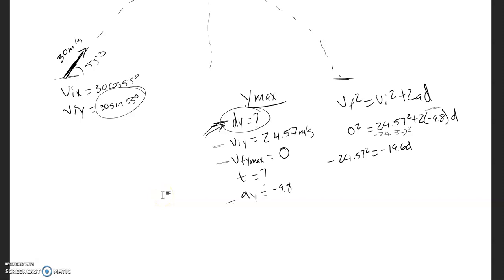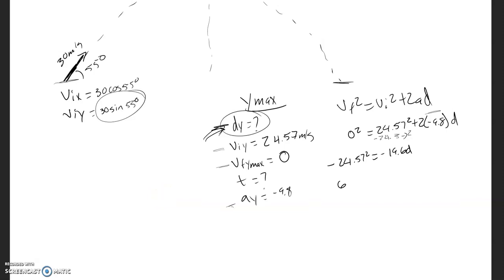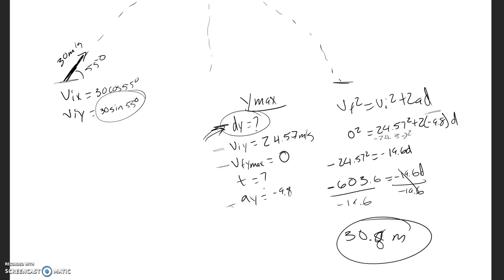24.57 squared, that's going to be 603.6. That is equal to, still negative, negative 19.6 d. So divide by negative 19.6, you get 30.8 meters as the max height.